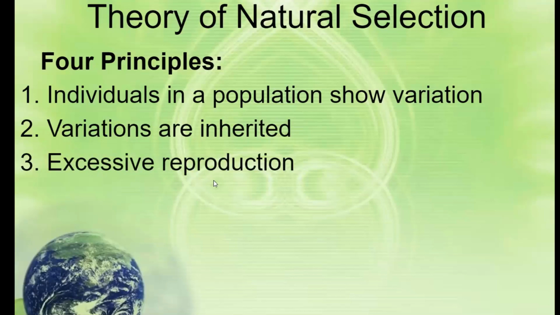The fact that more organisms are produced than will survive is called overproduction or excessive reproduction. So there is a competition for resources, for habitats, for food, water, shelter, mates. All of those things provide competition.